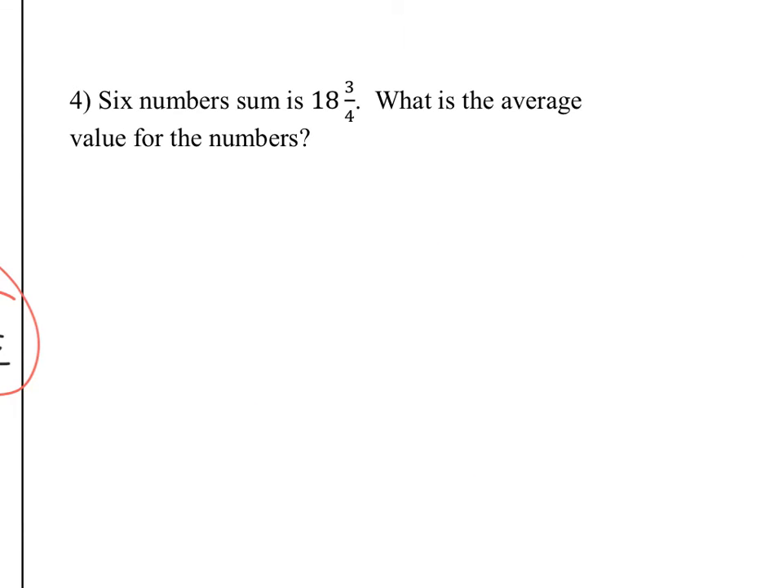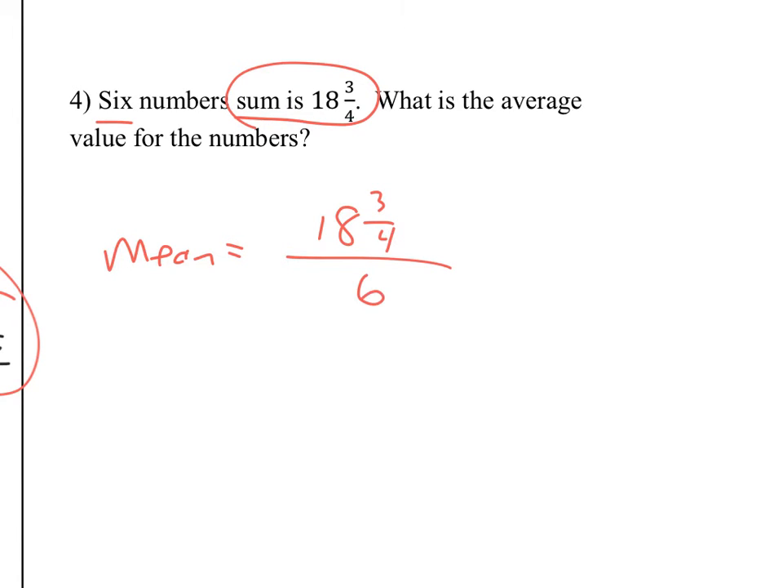This last problem is a little bit different. 6 numbers sum 18 and 3/4. What is the average value for the numbers? Well, we're trying to find the mean, the average. The numbers have already been summed for us: 18 and 3/4. And we're told there are 6 numbers. If you put that into your calculator, you're going to get 3.125, which is also equivalent to 3 1/8.